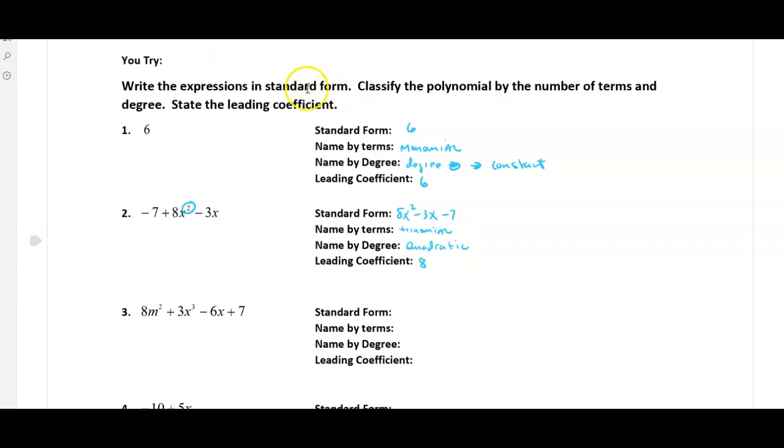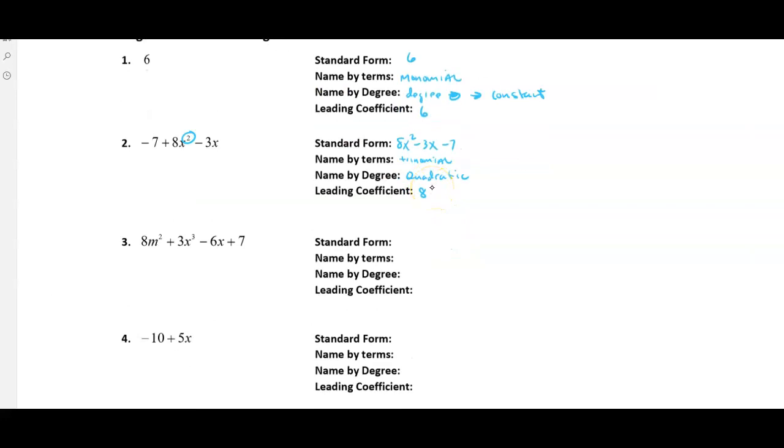All right. Next one, you have 8m squared plus 3x to the third minus 6x plus 7. Standard form, highest exponent is 3, so 3x to the third. Then we go m to the, oh, that should be x, sorry. Then we're going to go plus 8x to the second, then minus 6x plus 7. The name by the number of terms would be a polynomial. Name by degree, since the highest degree is 3, we're going to say it's a cubic. And the leading coefficient would be the number in front, which is 3.